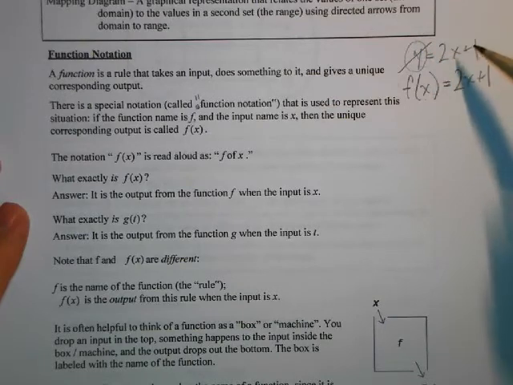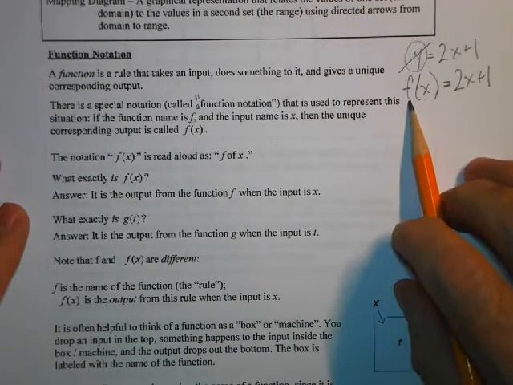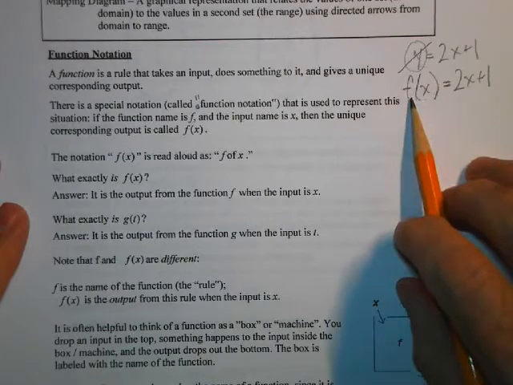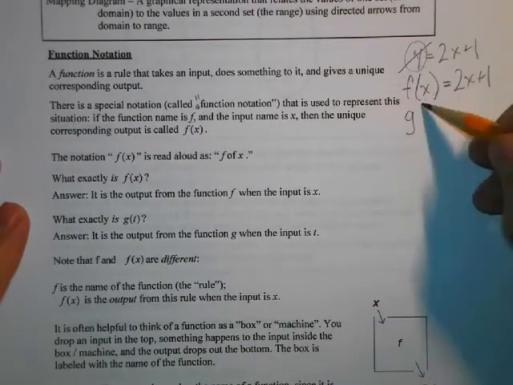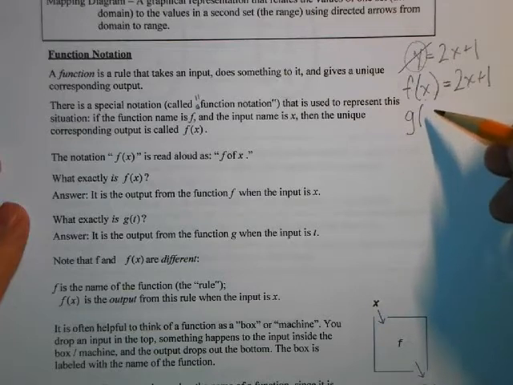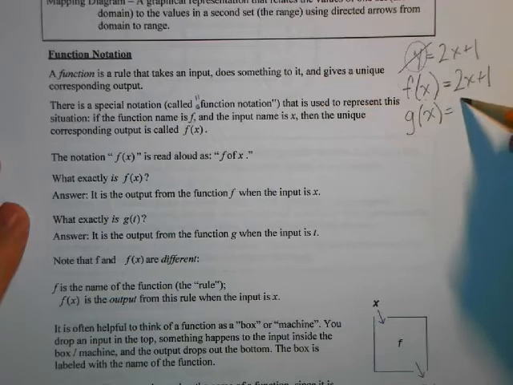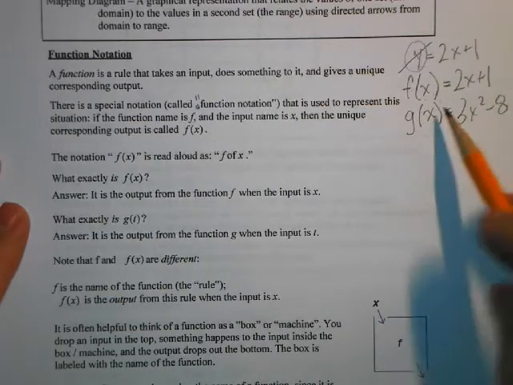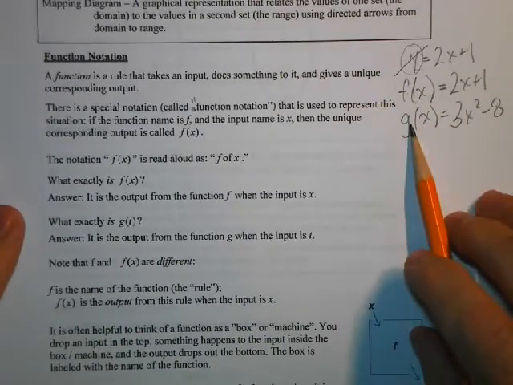So because we have the potential to have multiple functions, we're going to give each function that we're using a unique name. So if I had a second function, maybe it's quadratic, I'm going to give that function a name, going to call it g. So in this case, it might be g of x equals 3x squared minus 8. Okay, so here I've got actually two functions, a function f and a function g.